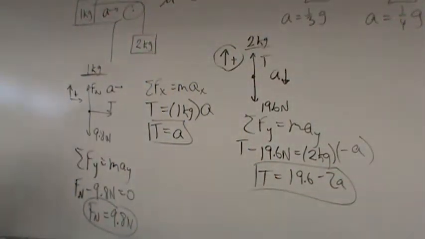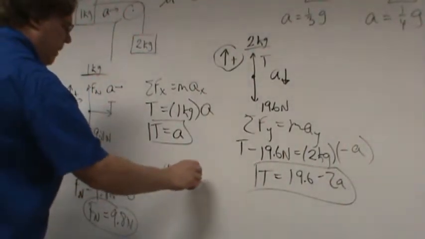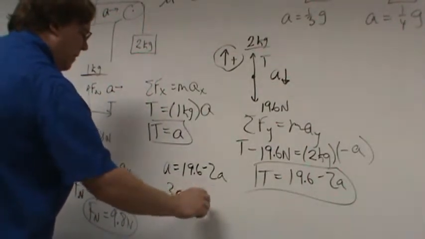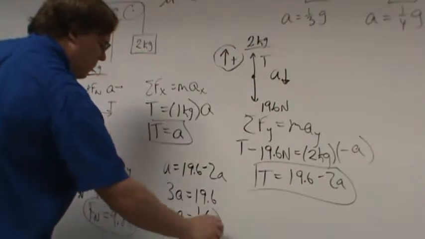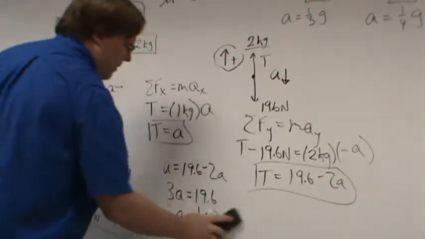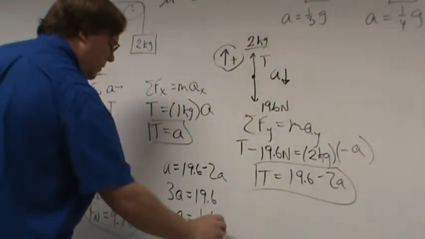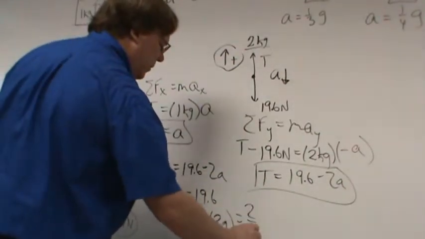Now I'm going to put these guys together. So I have A equals 19.6 minus 2A, or 3A equals 19.6, or A equals 1/3 G, right? Excuse me, I'm so bad. 1/3 times 2G, because 19.6 is 2G, or 2/3 G.